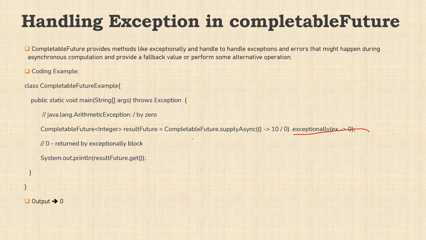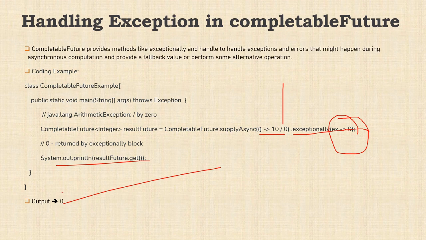Here, in the supplyAsync method we are calling, we'll get an ArithmeticException because we are dividing 10 by 0. When we get an exception, our result will be 0. We will not get any exception. If you print the result with future dot get, you will get output 0, because of this exceptionally method we are getting 0 instead of an error exception. This is a feature of CompletableFuture. It is not possible in the Future interface. So let's move to the next topic.